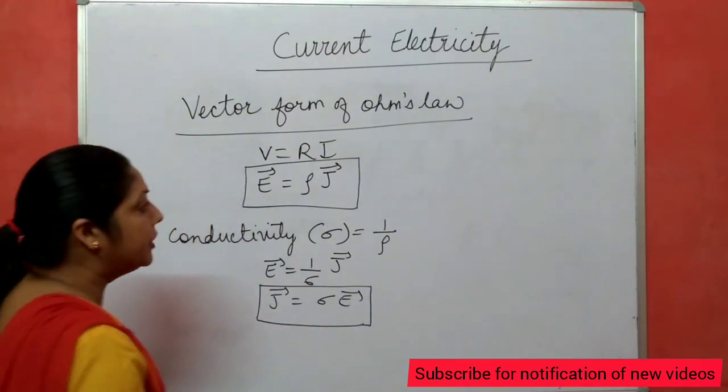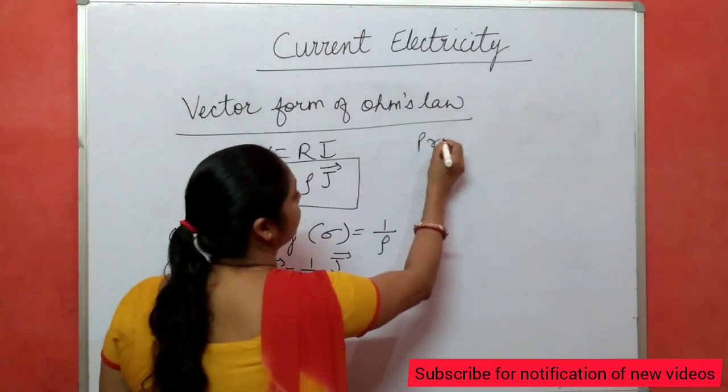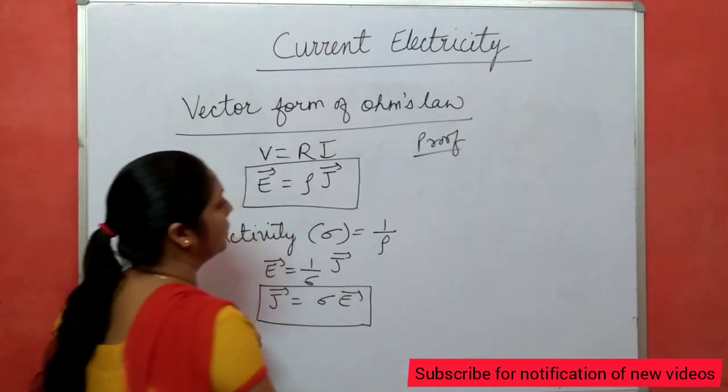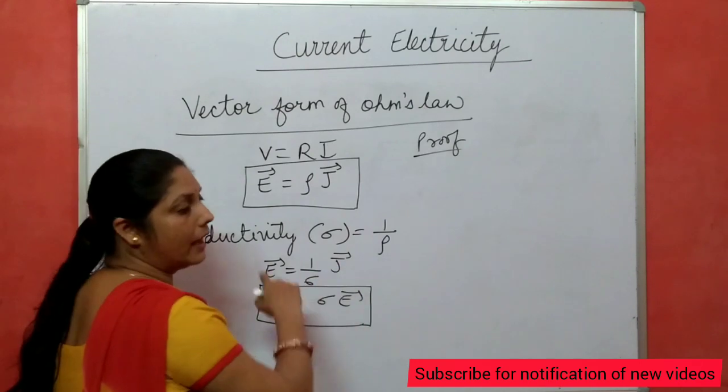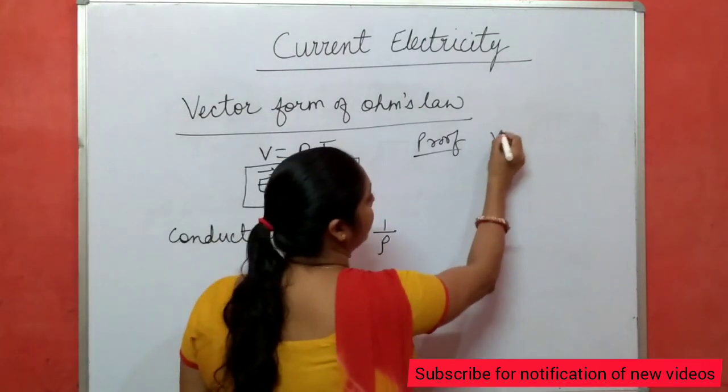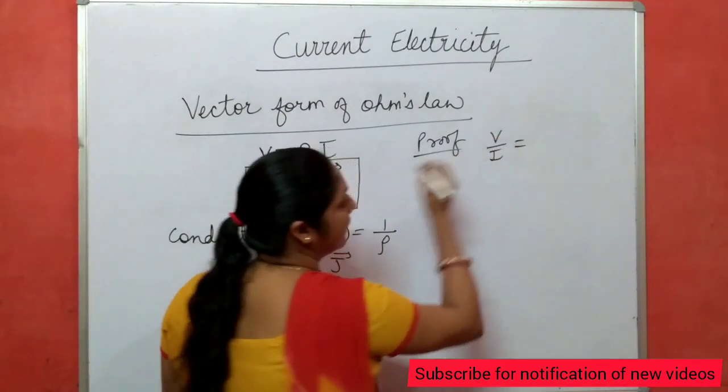And how do you prove this one? You can easily prove this one also. You know that in the last expression we got V by I. And V by I is what?